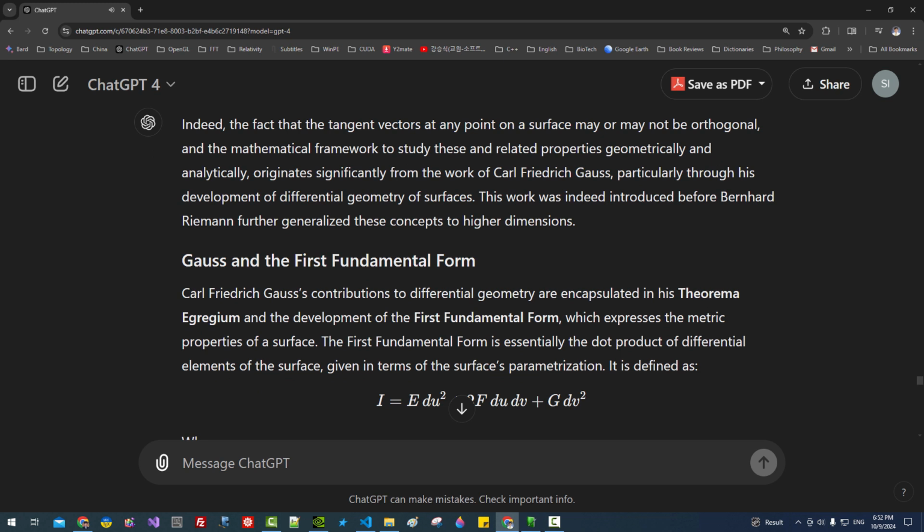the mathematical framework to study these and related properties geometrically and analytically originates significantly from the work of Carl Friedrich Gauss, particularly through his development of differential geometry of surfaces. This work was indeed introduced before Bernhard Riemann further generalized these concepts to higher dimensions.